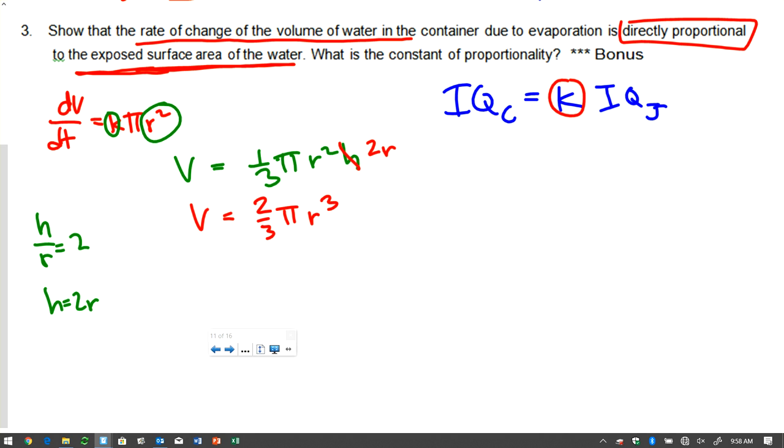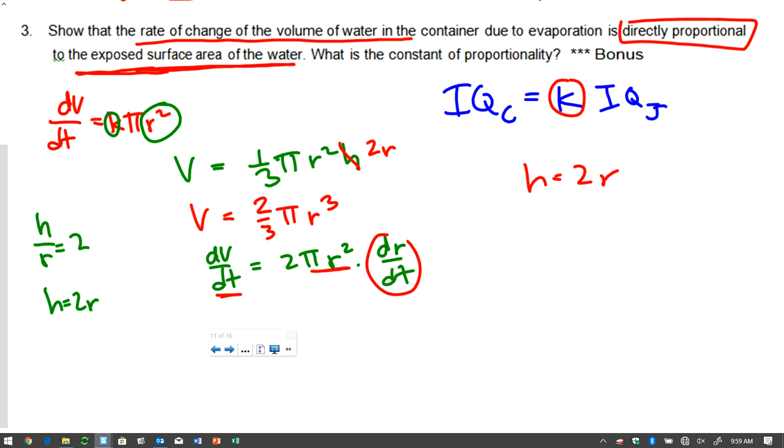But I don't want V, I want dV/dt. So let's take the derivative of both sides. So dV/dt is going to equal 2πr squared, but don't forget dr/dt. What is dr/dt? Because I've got this πr squared, which is perfect. This is what I want. But I need to get rid of this dr/dt. I need to show that it's some sort of constant. So look how you find dr/dt. Isn't r equal to h over 2? If you have r, how do you find dr/dt? You take the derivative of both sides.